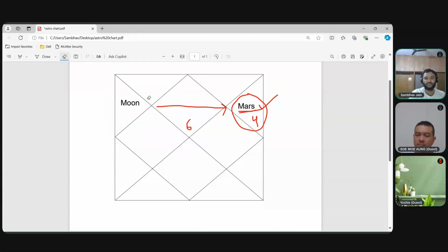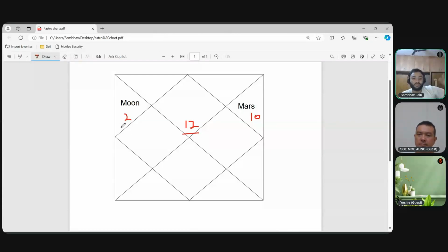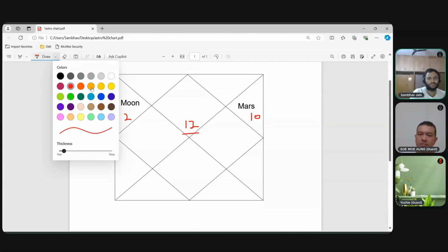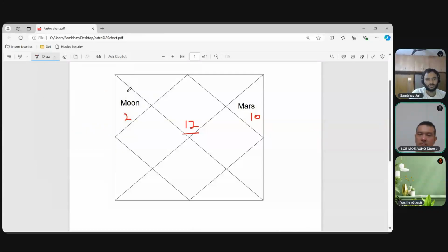Now, let's change the sign. Suppose this is Moon and this is Mars. Now, Moon is at 9 degrees. Mars is at 19 degrees. And both are exalted. Both are in their exaltation signs.